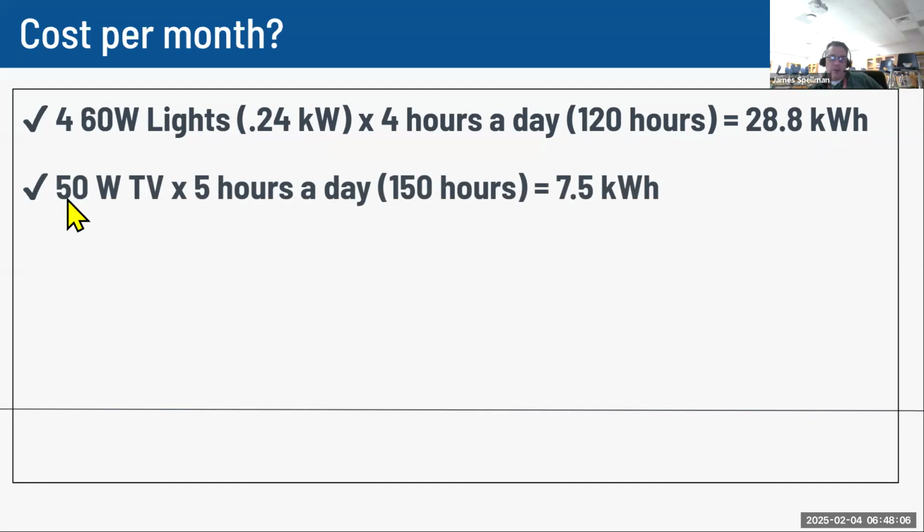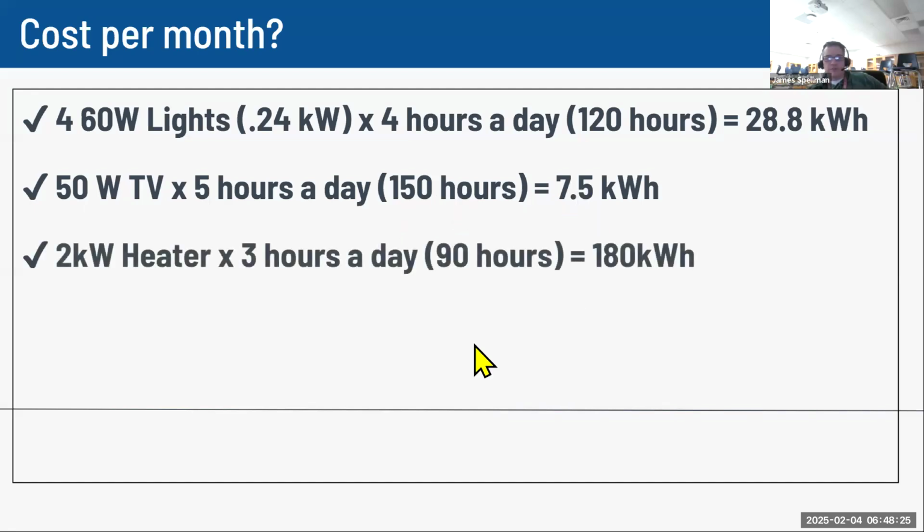If we did a television, if it's 50 watts and it was 5 hours a day, again, 50 watts, we're going to move the decimal back 3 places, so it'll be 0.05 kilowatts, which is 5 hours a day, every day for the month. That would be 150 hours. So 0.05 kilowatts times 150 hours would give us 7.5 kilowatt hours.